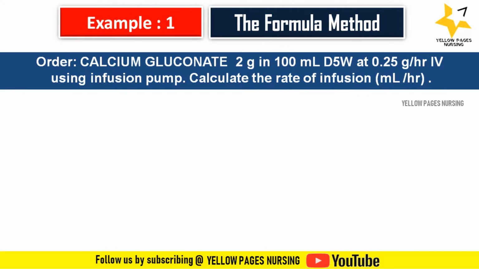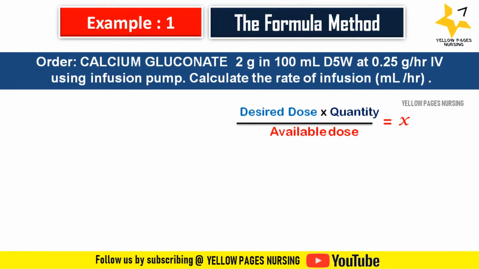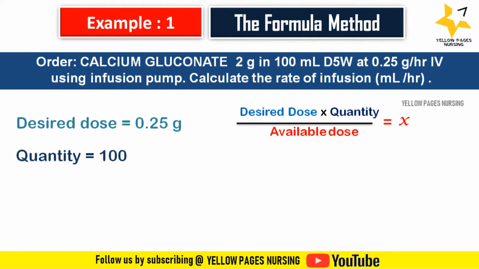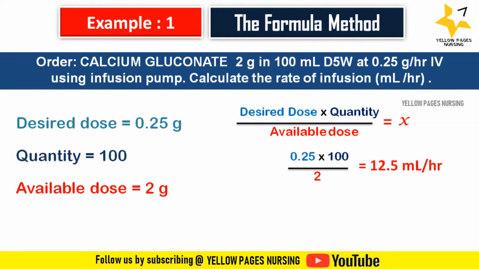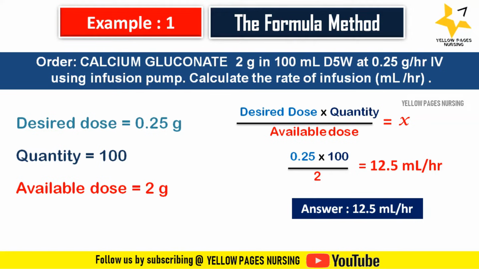Now the formula is desired dose multiplied by quantity divided by available dose, which gives X. Here the desired dose will be 0.25 gram, quantity is 100 and available dose is 2 gram. And applying all in the formula, we get 0.25 multiplied by 100 divided by 2, which gives 12.5. And hence we set 12.5 ml per hour in the infusion pump.